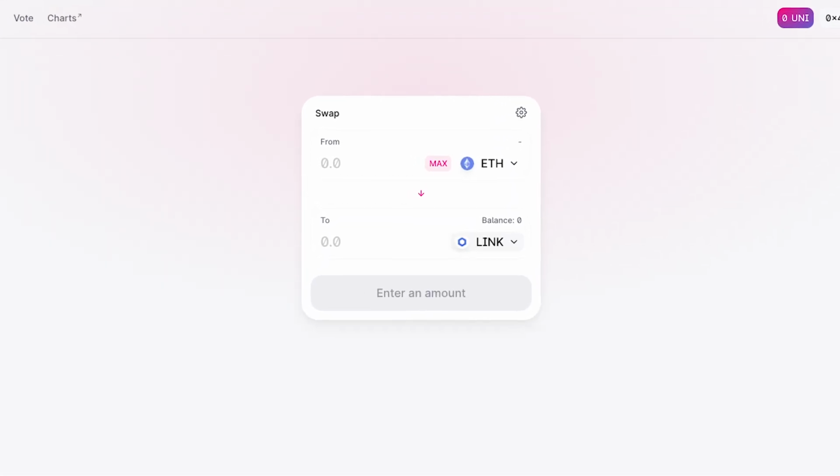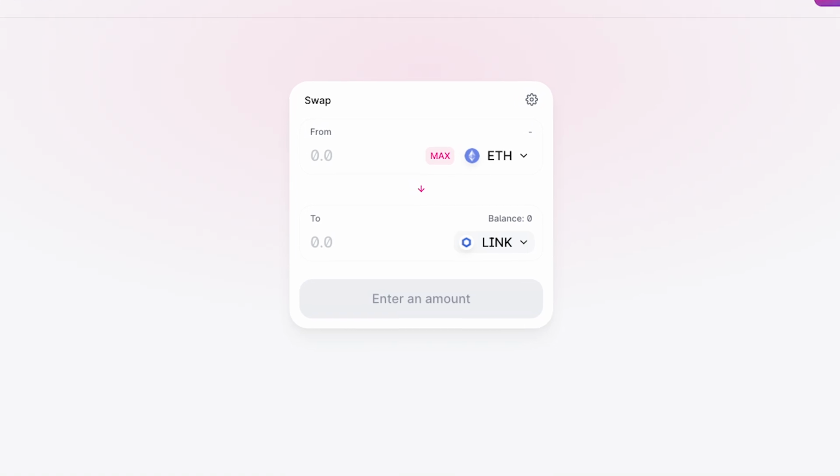protocol operating. When someone wants to use the protocol, all they have to do is sign up with a Web3 wallet like MetaMask and then choose the coins that they are trading and then deposit their funds and receive the funds that they are trading for.